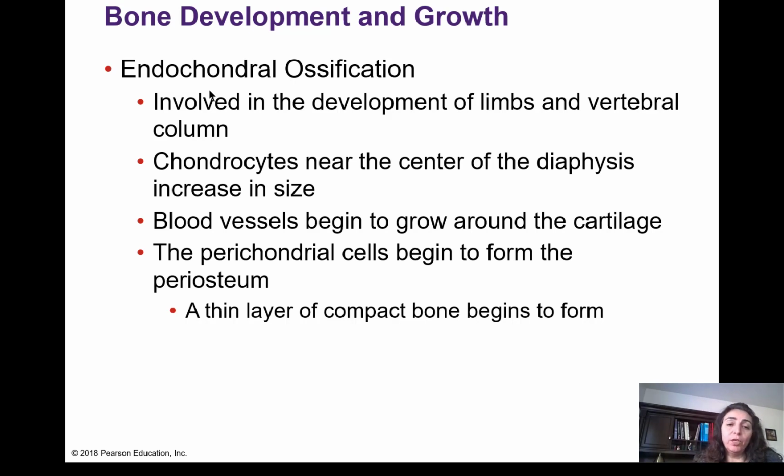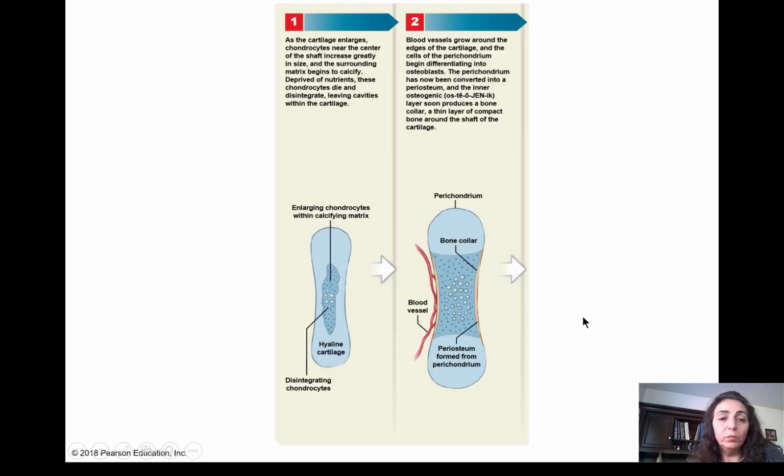Then regarding endochondral ossification, which as we said is involved in the development of the limbs and vertebral column, chondrocytes near the center of the diaphysis increase in size. I will show you the whole process here. Blood vessels begin to grow around the cartilage, and we have perichondrial cells. The cells around the cartilage begin to form the periosteum, and a thin layer of compact bone begins to form. So let's see how it happens in endochondral ossification.